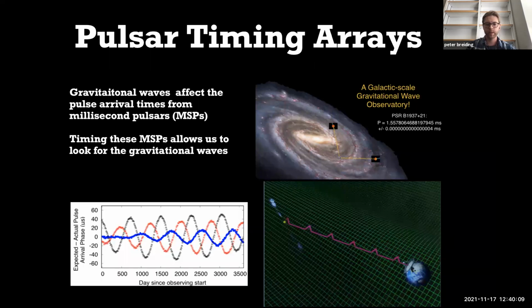NANOGrav, the North American Nanohertz Gravitational Wave Observatory, uses the Green Bank Telescope in West Virginia and formerly Arecibo in Puerto Rico to time the pulses from these pulsars within the galaxy. They're looking at dozens of pulsars in our galaxy, and they time the pulse arrival times down to microsecond root mean square sensitivity.